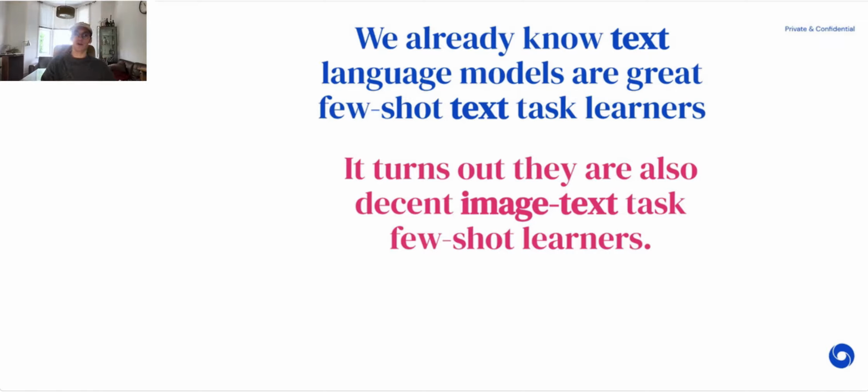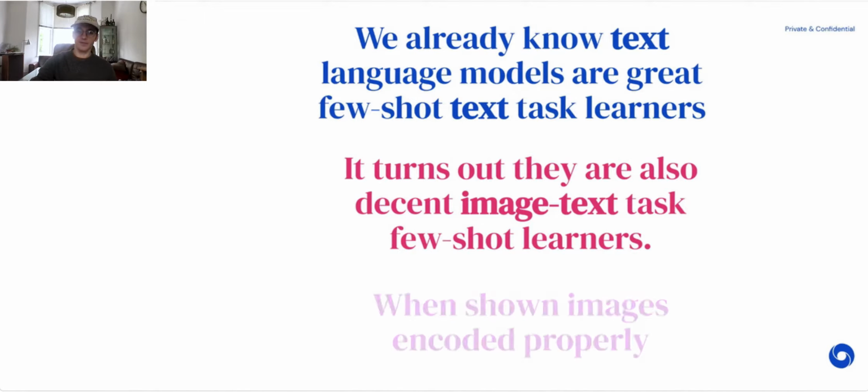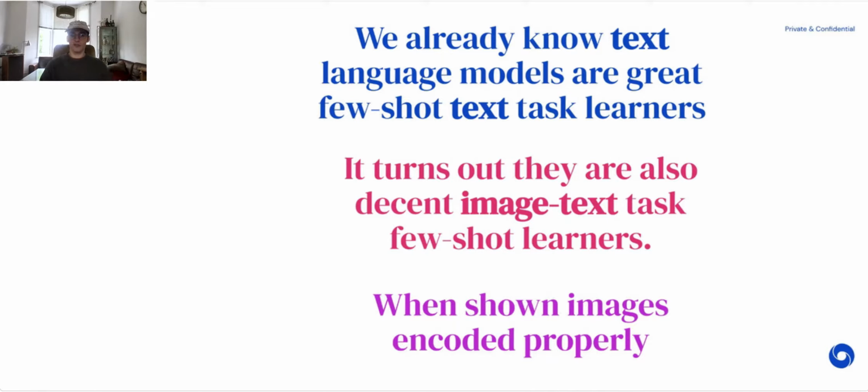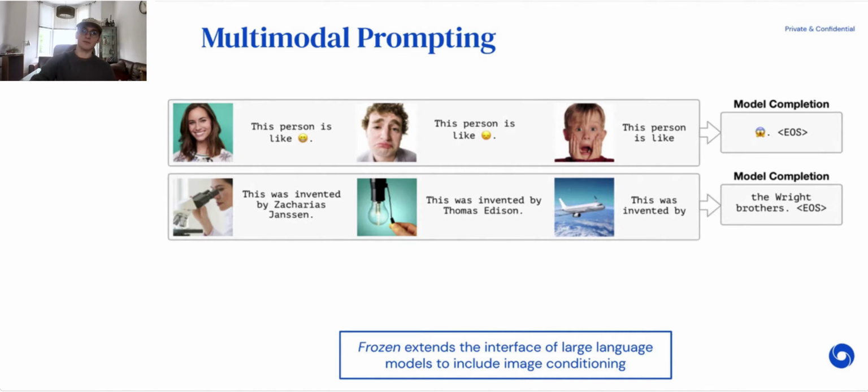What we've discovered in our work is that these big language models are also decent at image-to-text tasks, and they also show few-shot learning behavior in this setting, even though the language model was not shown any images during pre-training. All we have to do is show the model images encoded in a way that they understand. And what this work hints at is extending the interface of these impressively general language models to include not just text prompts, but also images.